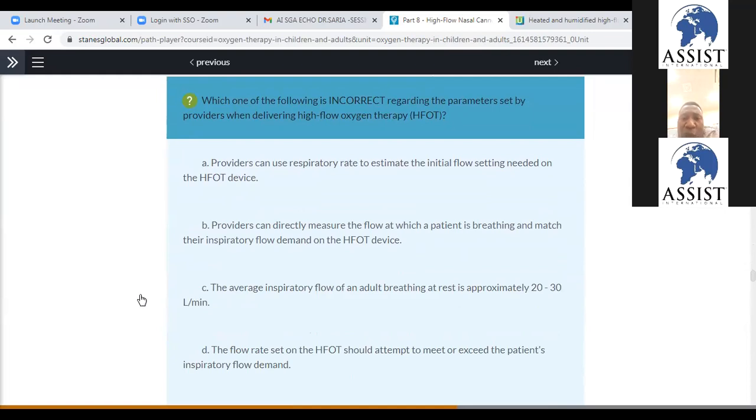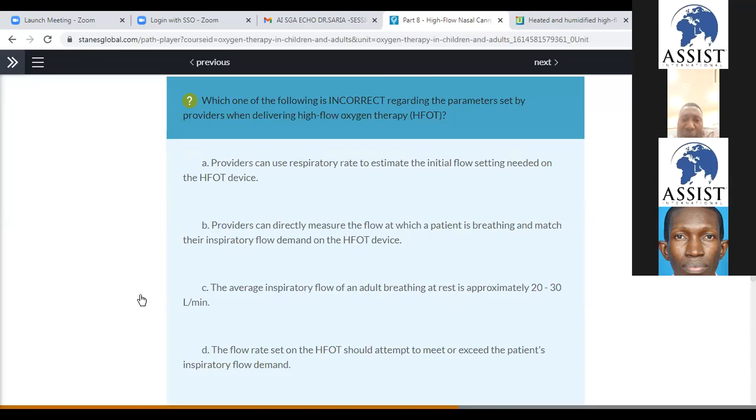Which one of the following is incorrect regarding the parameters set by the provider when delivering high flow oxygen therapy? A, providers can use respiratory rate to estimate the initial flow setting needed on the high flow oxygen devices. B, providers can directly measure the flow at which the patient is breathing and match their respiratory flow demand on the HFOT device. And C, the average respiratory flow of an adult breathing at rest is approximately 20 to 30 liters per minute, and the flow rate set on the HFOT should attempt to meet or exceed the patient's respiratory flow demand.